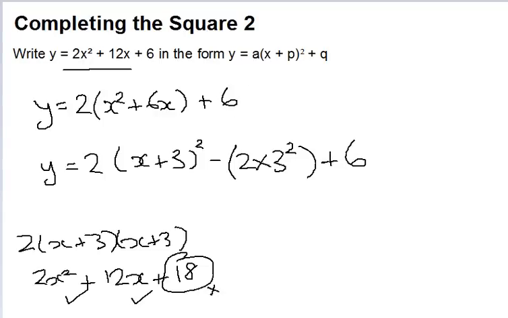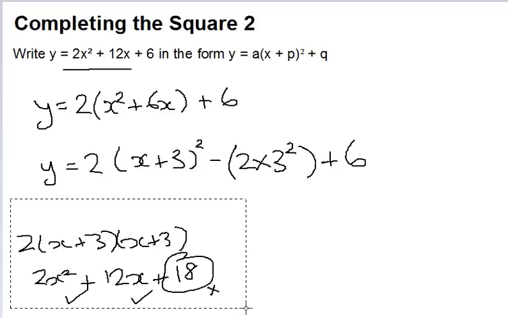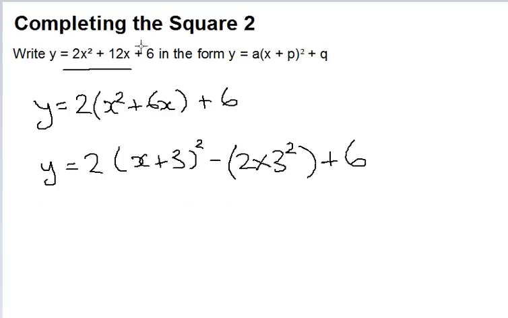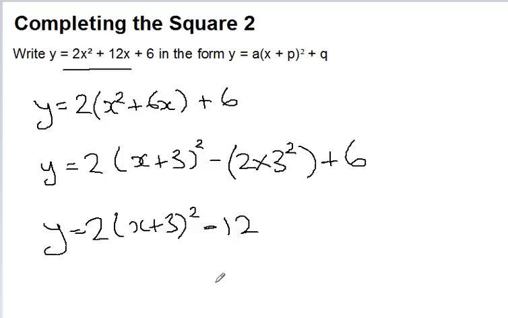So now if I simplify all of this, if I just get rid of this first, then I have y equals 2 times x plus 3 squared minus 18 plus 6 is minus 12. Okay? And if I wanted to check that this was correct, I could simply expand it all out and simplify it, and it would give me 2x squared plus 12x plus 6.